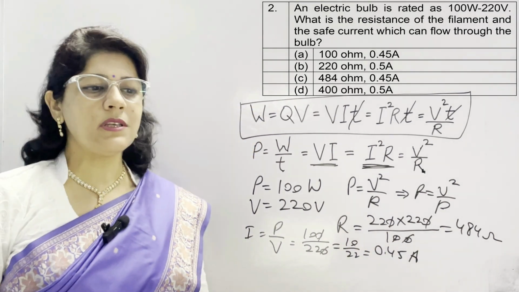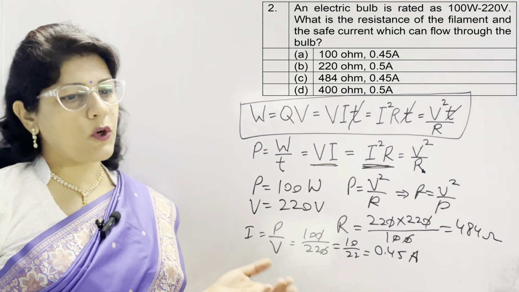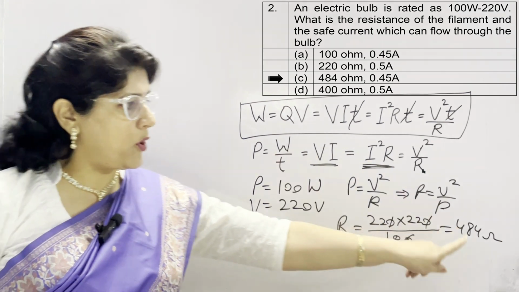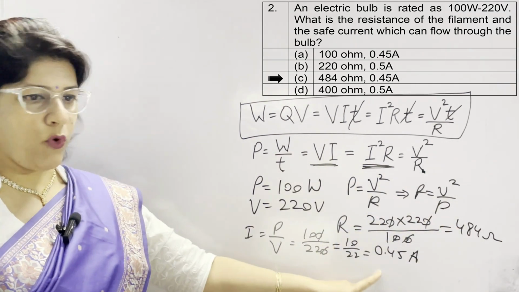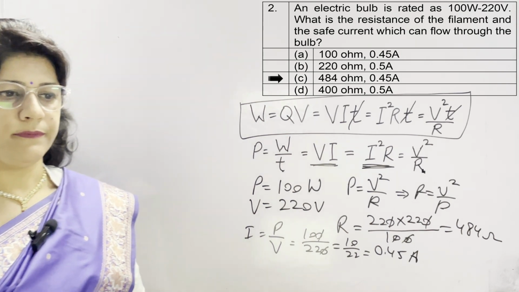In the given options, A is 100 ohm, 0.45 ampere, B is 220 ohm, 0.5 ampere, C is 484 ohm and 0.45 ampere, which is our correct option, and D is again an incorrect option.